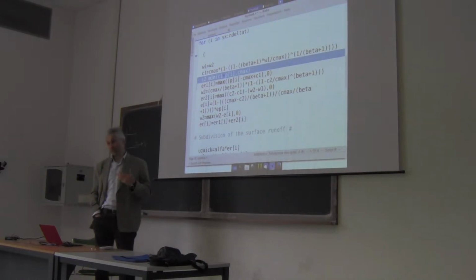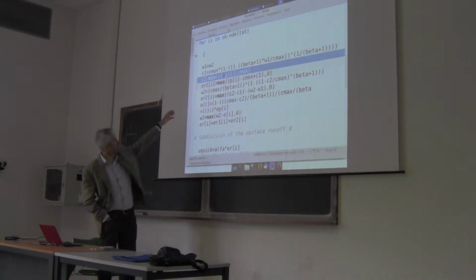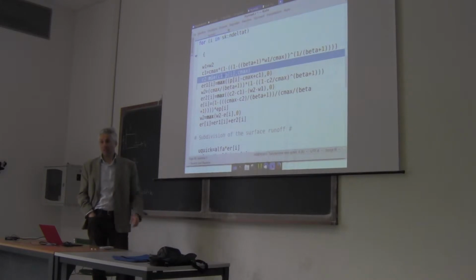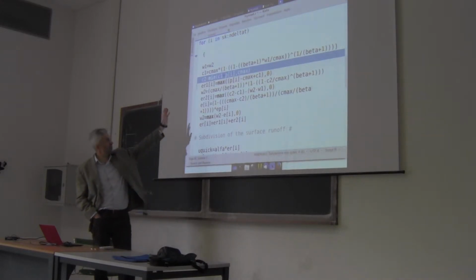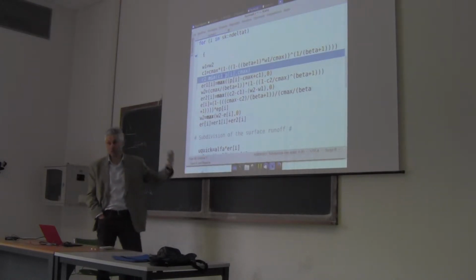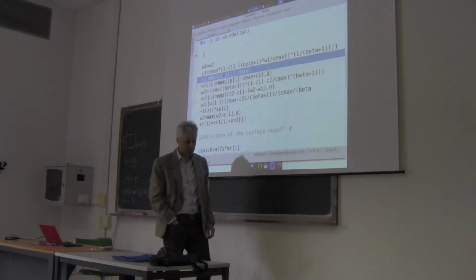I call it C2 because I added rainfall. So C2 is the minimum between C1 plus P and C max. This means that if C1 plus P exceeds C max, the minimum is C max, and C2 is equated to C max. Very simple.